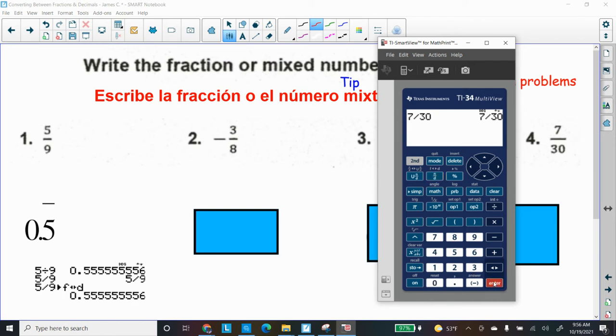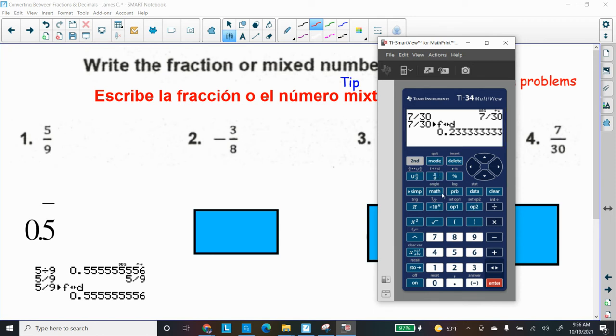Press enter. There's my fraction. Now that I have my fraction, I press second and fraction bar. And notice I did not have to type 7/30 because it's in the calculator's memory. So now I'm going to change my fraction to a decimal, press enter, and there's what I get.